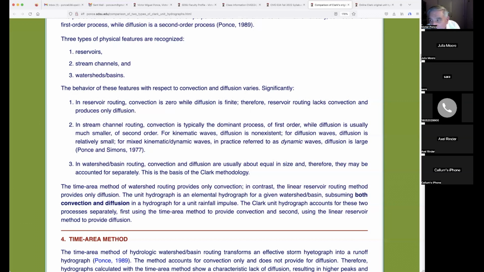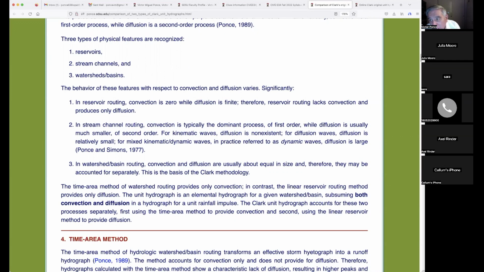So we have reservoir, 0 dimensions. Stream channels, 1 dimension. And watershed basins, 2 dimensions. However, the watershed basins can be lumped or distributed. And the methods that we're covering right now in this section are lumped, meaning only 1 answer. That's the difference between lumped and distributed.